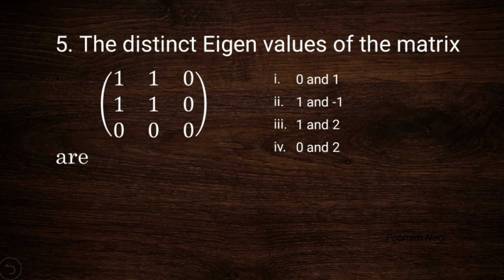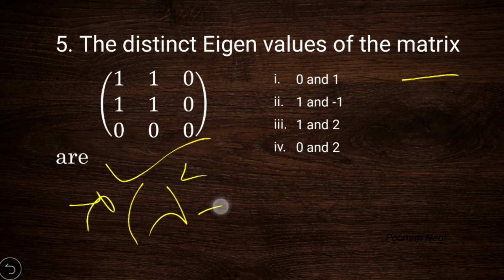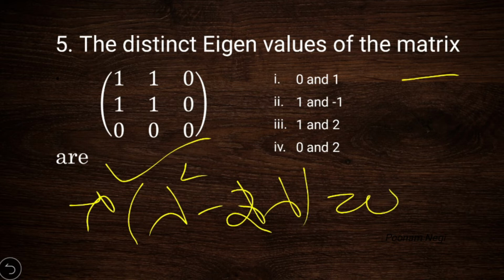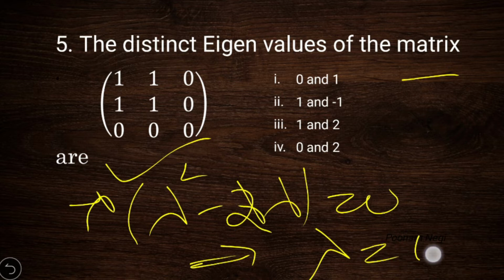Next question is, the distinct eigenvalues of the matrix of this form. The characteristic equation for this matrix will be minus lambda into (lambda square minus 2 lambda) equals 0. When we further solve this, we will have lambda equals 0 and 2. So the correct answer will be option number D.